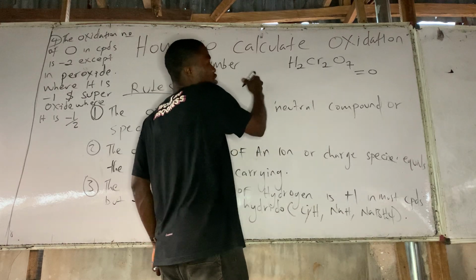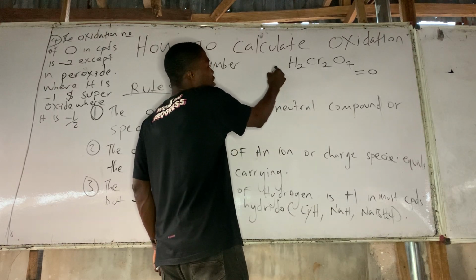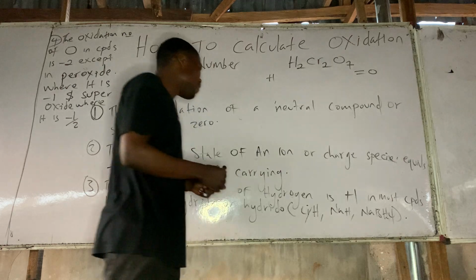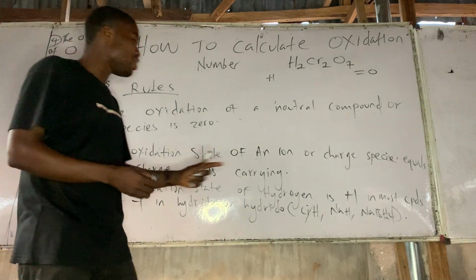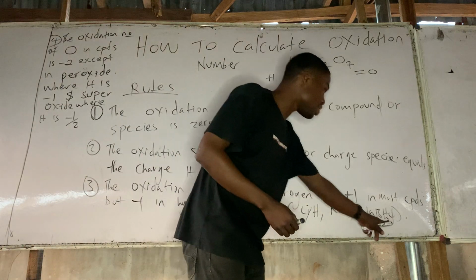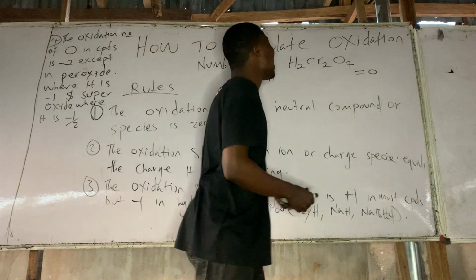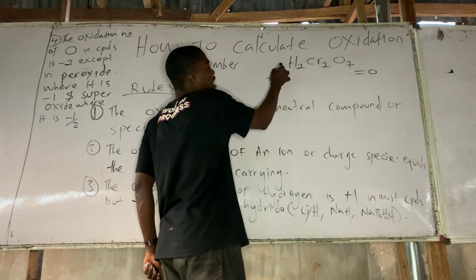Now, what is hydrogen? The oxidation state of hydrogen in a compound is +1, except in hydrides or hydrido. What is a hydride? When hydrogen is bonded to a metal in the compound, these are hydrides. So hydrogen is +1. How many hydrogens are there? 2.